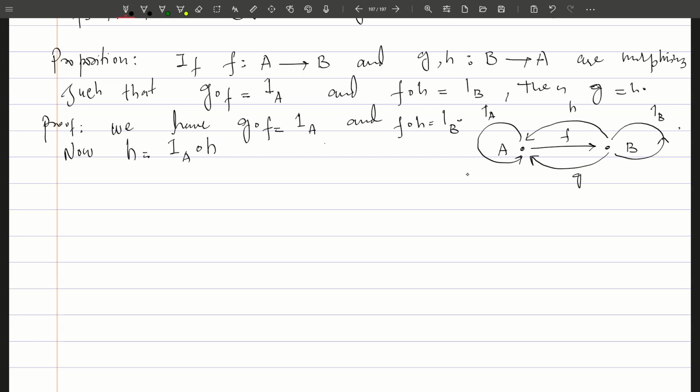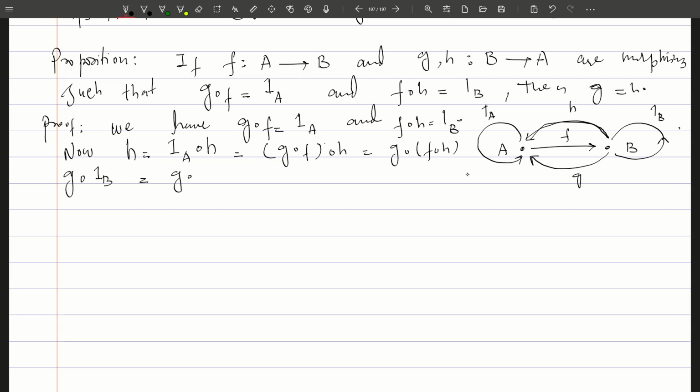So identity on A is a map from, so first we have to go via H. So this is the map from B to A. Then we have to follow the map identity on A, which is a map from A to A. So the resultant map will be a map from B to A. So now identity on A is actually G composite F composite H. Now using the properties of a category, this is equal to G composite F composite H. This G composite F composite H is actually identity on B. Now again using the properties of a category, this is the map G. So this proves that the maps G and H are equal.